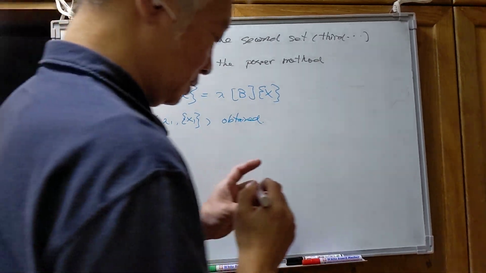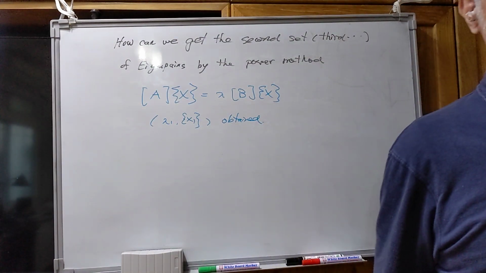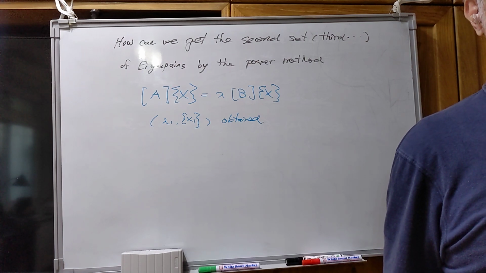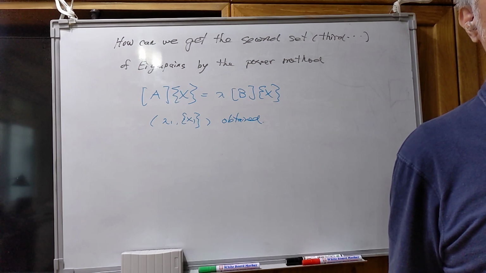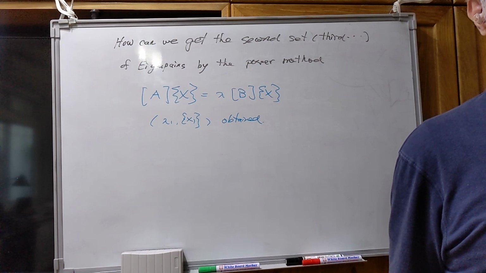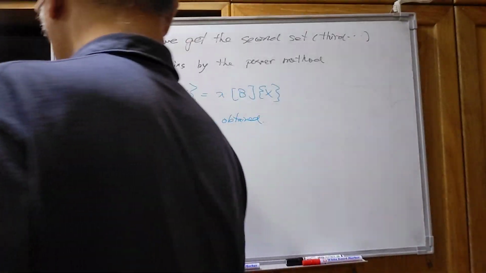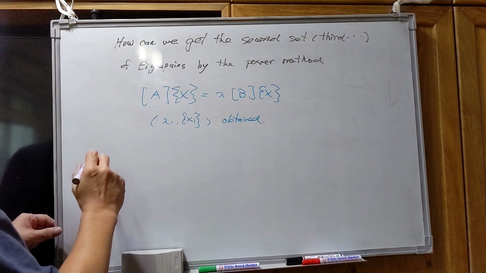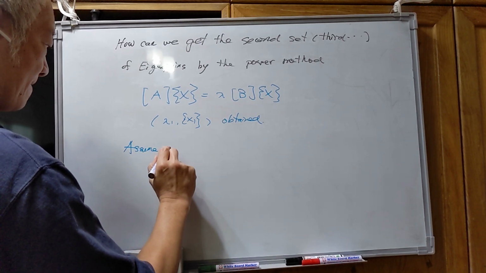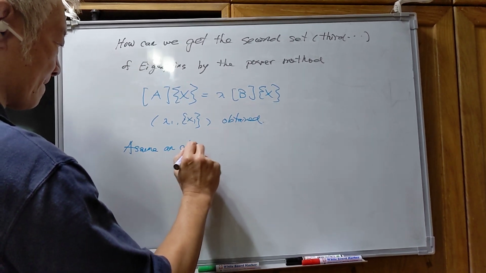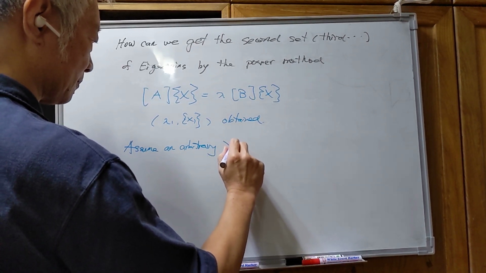Okay, so we can use the previous solution method, and after the solution procedure, we can get the first eigenpair. So we will assume lambda 1, x1 was already solved. Okay, then we can assume an arbitrary initial vector.